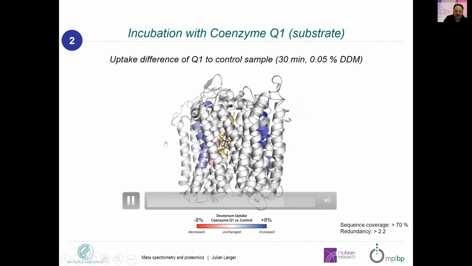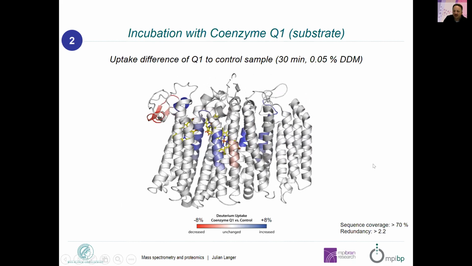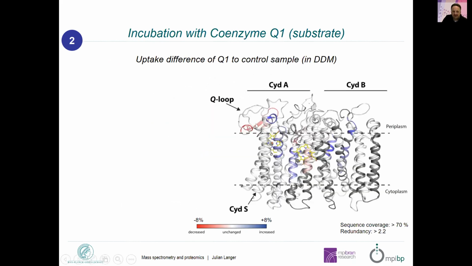And it's also directly above the heme prosthetic group here, that is a supposed primary electron acceptor. So we were really excited to see that. That was also an internal sanity check we had in our data.